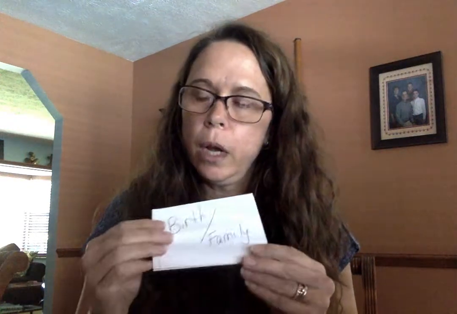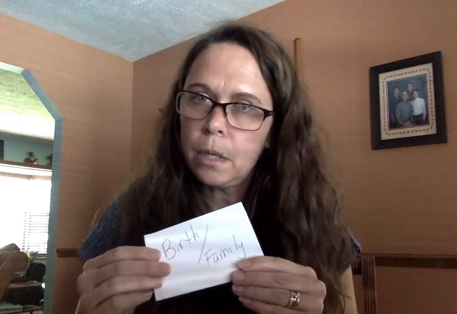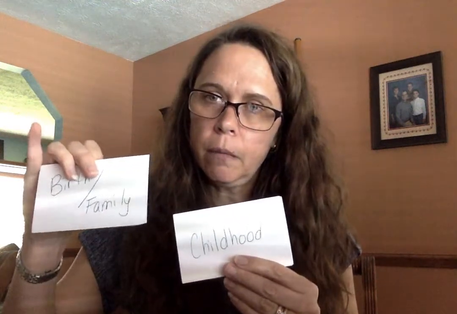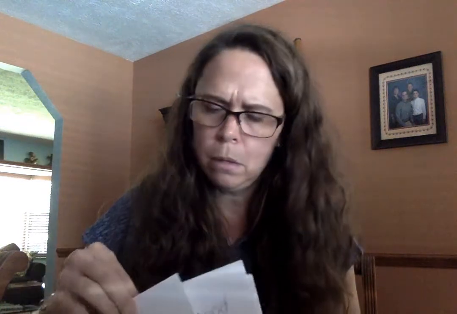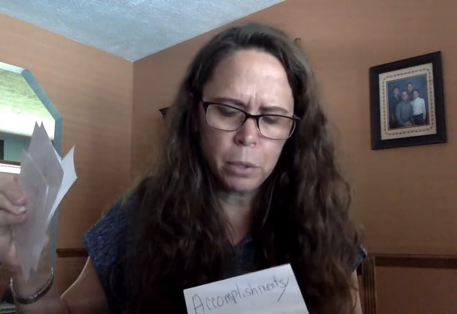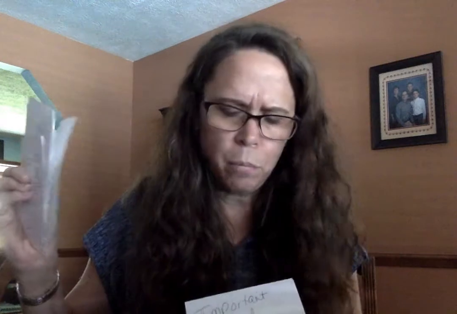So the first thing it says is to create, using 7 index cards, these different headings, okay? Birth and family, childhood, education, adult life, accomplishments and career, important people and events, and death, okay?